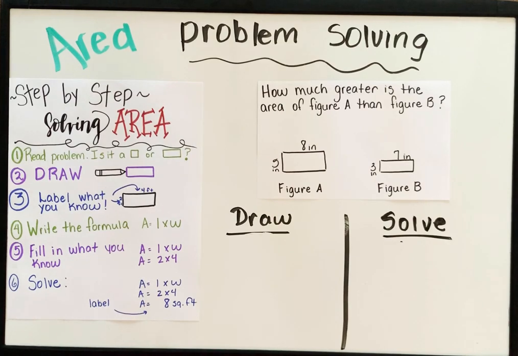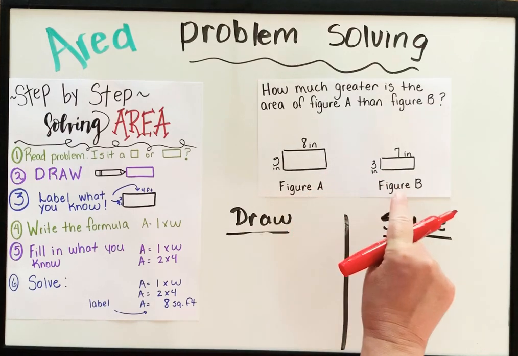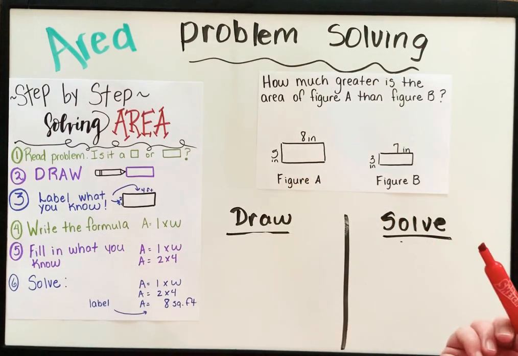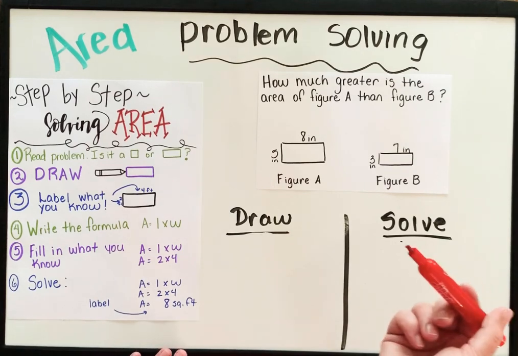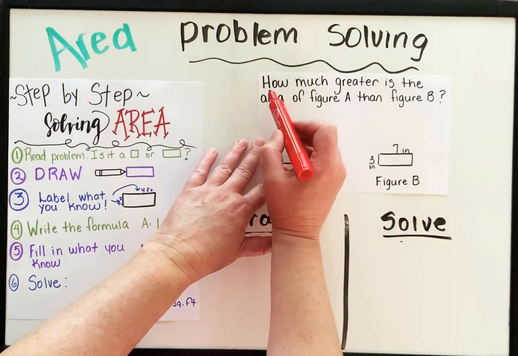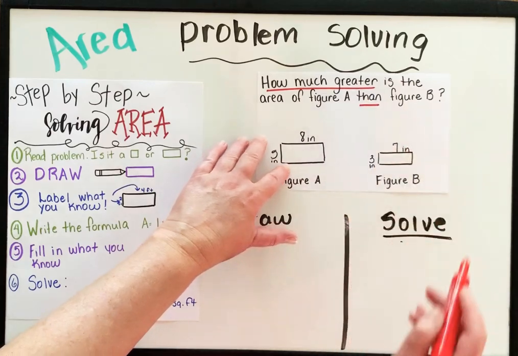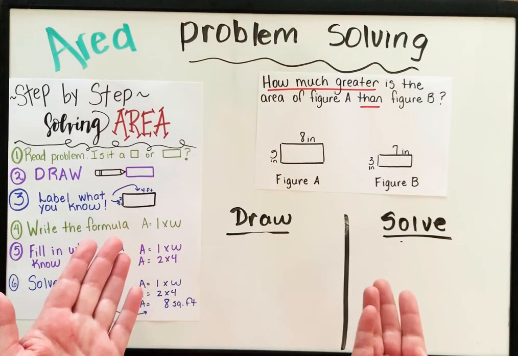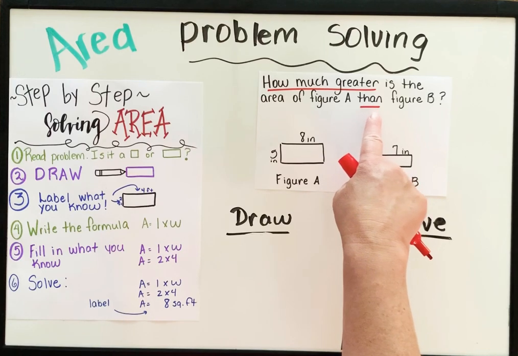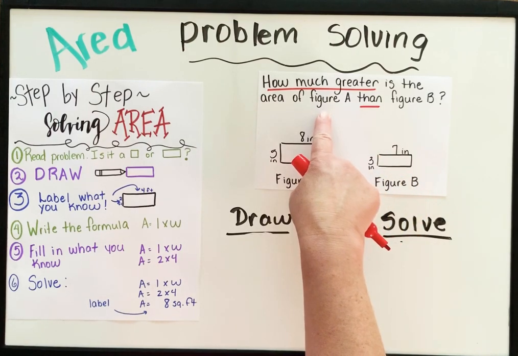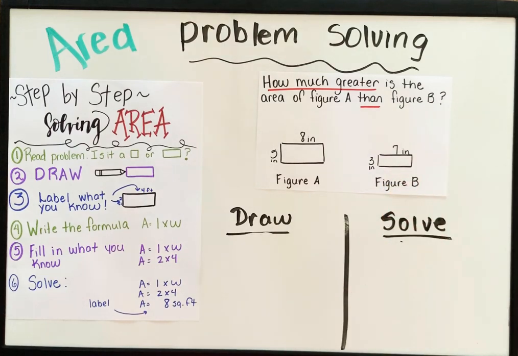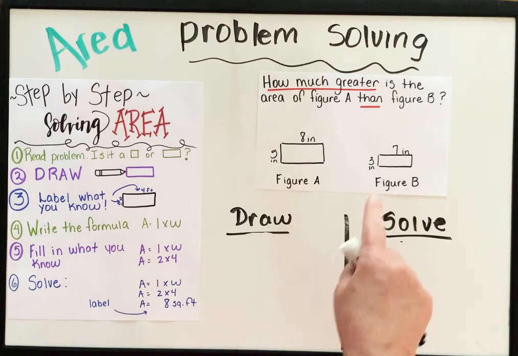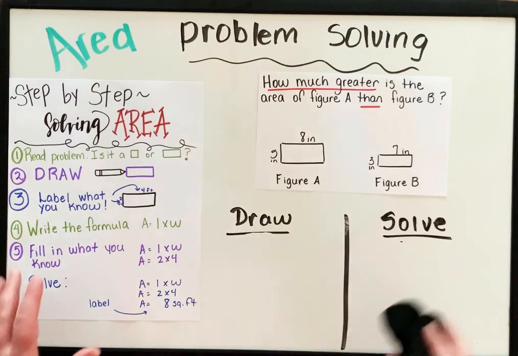How much greater is the area of figure A than figure B? Okay, and I've got 2 figures here. Now, this is obviously going to be a multi-step. Let's figure out what we have to do. So I see my favorite words in math, how much greater than. That tells me I'm comparing 2 things. Here's your word than. What's on one side of that word than is what you're going to compare to the other side of it. So I've got figure A and figure B, and when I look at those figure A and figure B, they're already drawn for me. So for this one, I don't have to draw anything, but I do have to solve it.